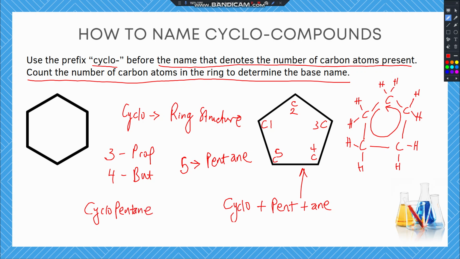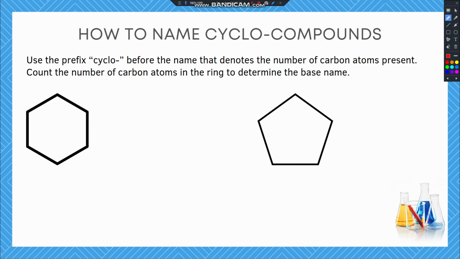I'm sure you saw how the name was assigned. So now that we have named the first structure, let's go over to name the second structure over here. We use the same format by starting with the prefix cyclo, and then we add the name that denotes the number of carbon atoms we have. We have one carbon atom over here. We have 2, 3, 4, 5, and 6.